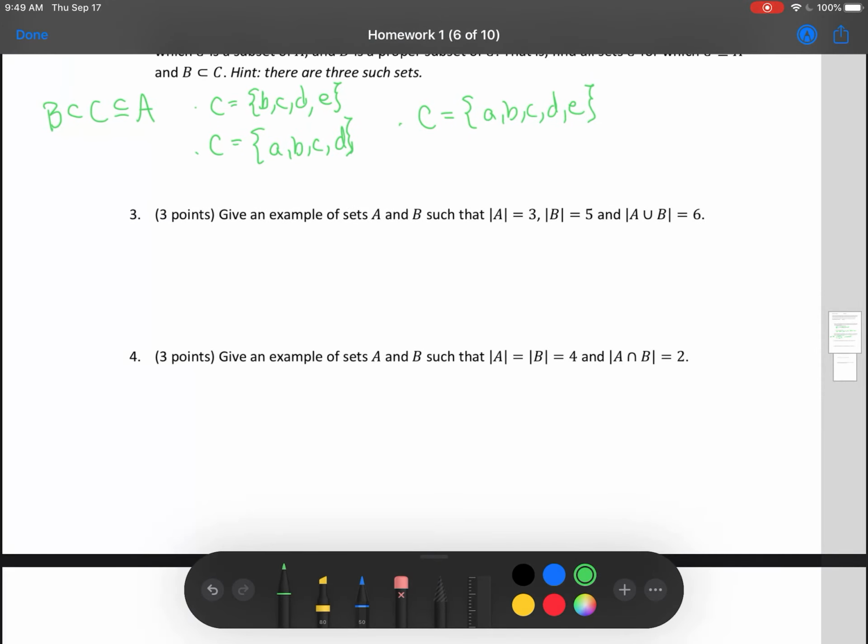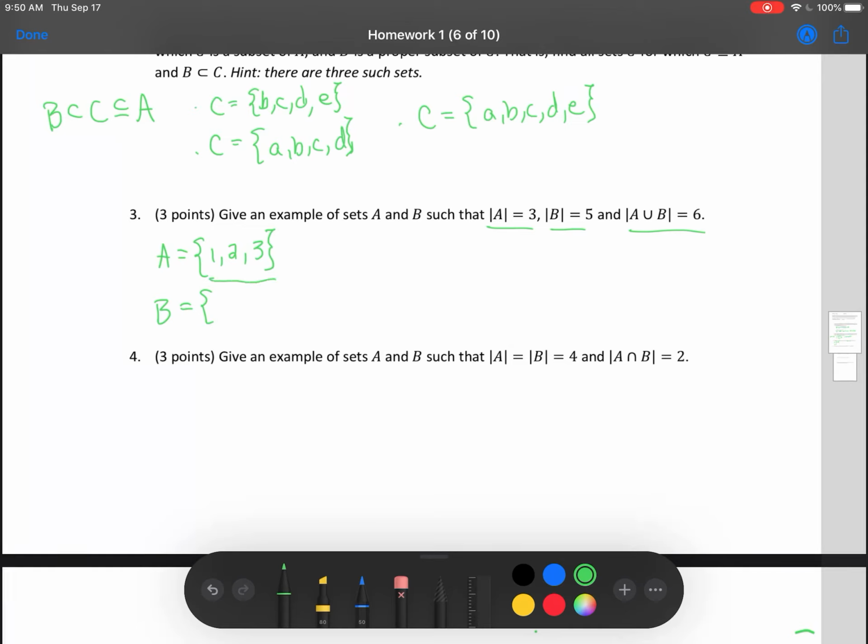All right, question 3. You're allowed to make up your own sets here, but they have to satisfy these properties. The cardinality of A is 3, the cardinality of B is 5, and the cardinality of A union B is 6. Remember, the union is basically taking the elements in set A and the elements in set B and putting them together. So for instance, let's make things easy and take A to be the set 1, 2, 3. Then the cardinality of A is definitely 3. The cardinality of B has to be 5, but we want the union of these two sets to have cardinality 6. So what does that mean?